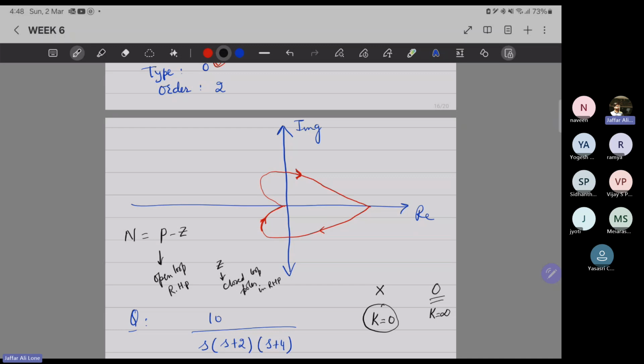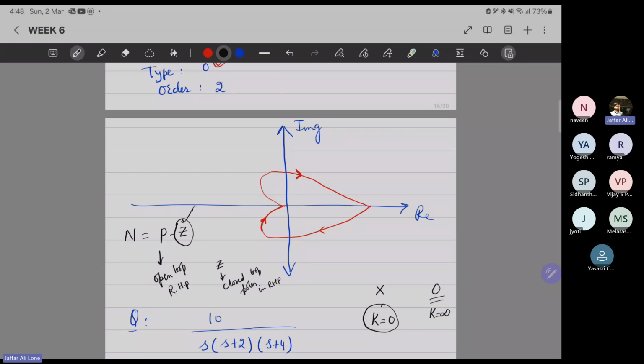Okay, so no problem at all. This is correct. So my Z is the closed loop pole. Now I told you, whenever I have to check the stability of a system, I take the closed loop transfer function and find the number of poles in the right half plane. If I have one or even more than one pole in the right half plane, then my system is unstable, right? So this Z is giving those closed loop poles.